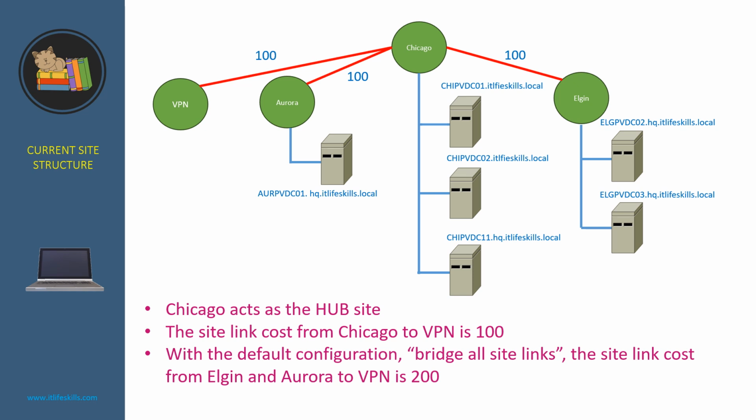Therefore, for the domain itlifeskills.local, SHE-PVDC01 and SHE-PVDC02 will register their service records into the VPN site. And for the domain hq.itlifeskills.local, SHE-PVDC11 will register its service records to the VPN site.